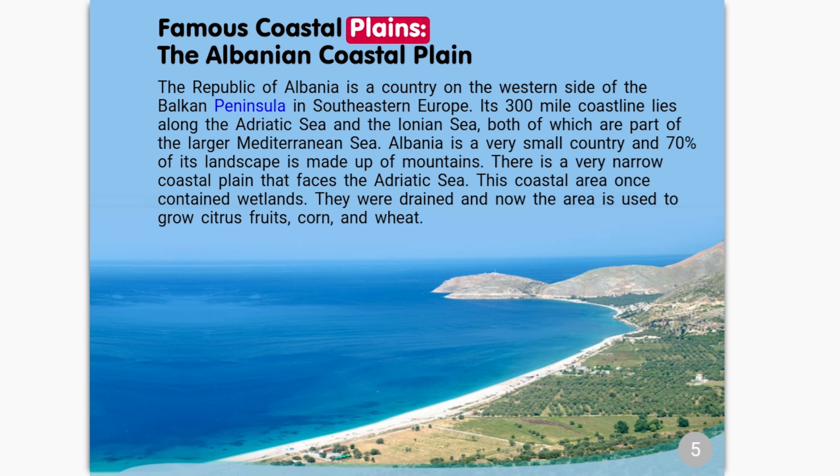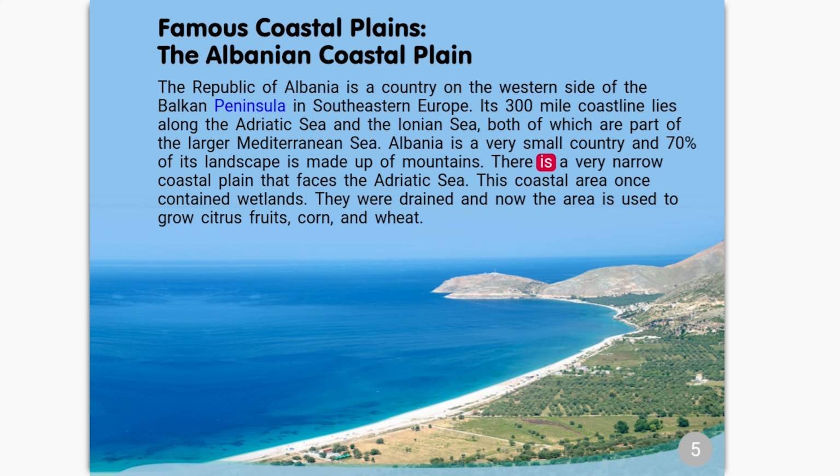Famous coastal plains, the Albanian coastal plain. The Republic of Albania is a country on the western side of the Balkan Peninsula in southeastern Europe. Its 300-mile coastline lies along the Adriatic Sea and the Ionian Sea, both of which are part of the larger Mediterranean Sea. Albania is a very small country, and 70% of its landscape is made up of mountains.